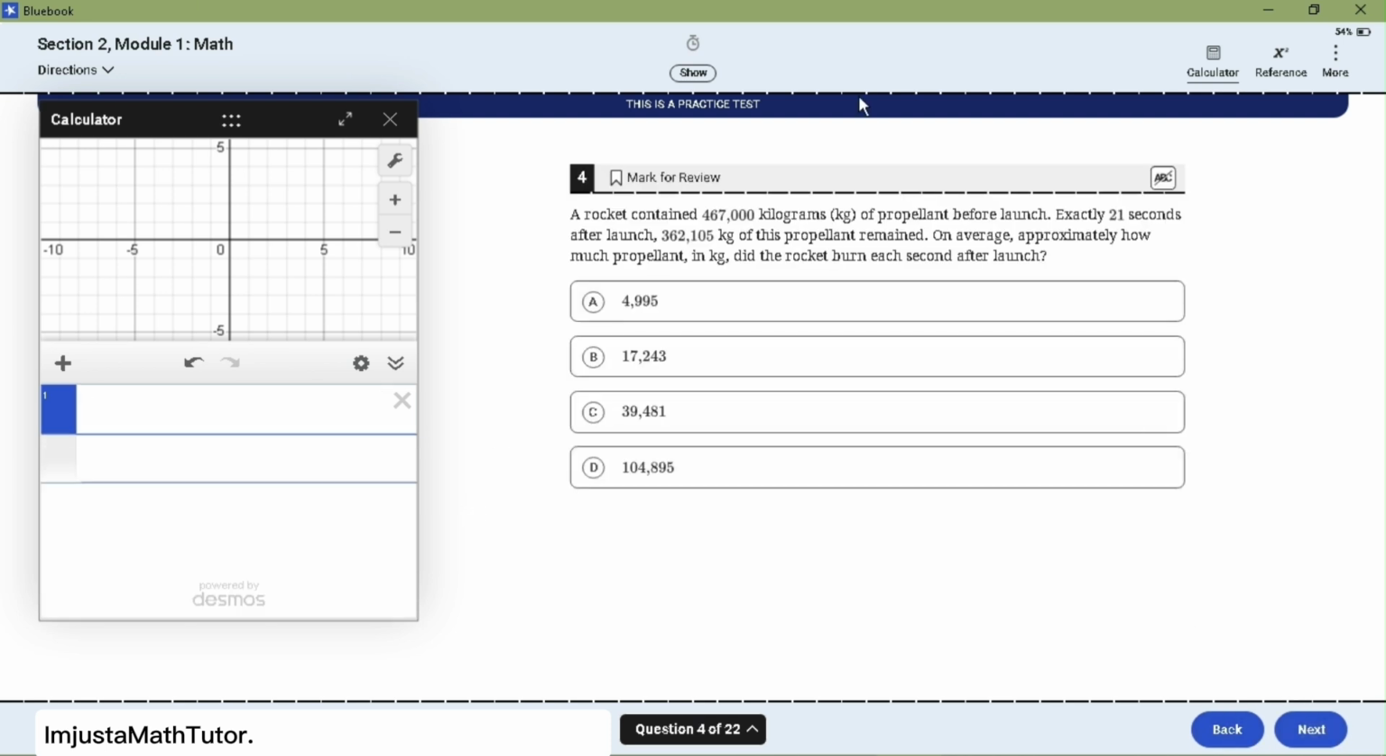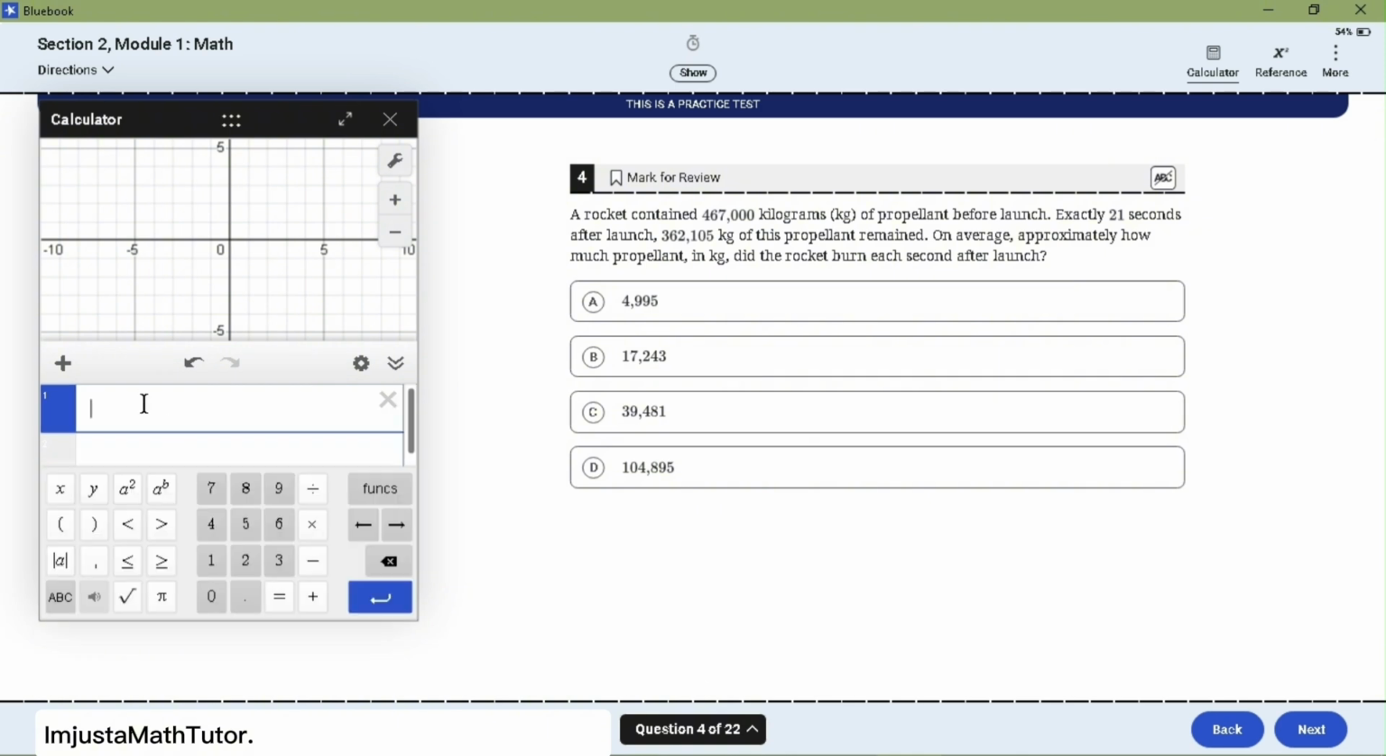A rocket contained 467,000 kilograms of propellant before launch. Exactly 21 seconds after launch, 362,105 kilograms of this propellant remained. On average, approximately how much propellant in kilograms did the rocket burn each second after launch? Okay, now let's calculate how much it burned in total, which means how much it burned in the total of 21 seconds. So we subtract what we ended up with from what we started with. We find the result of how much it burned in total, which is 104,895 kilograms.